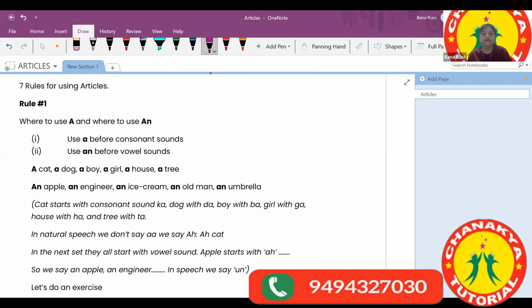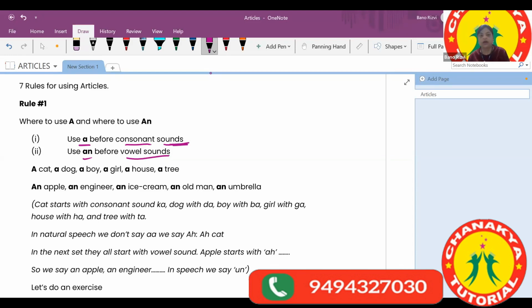Where to use a and where to use an. First of all, we use a before a consonant sound. It is sound. We do not say just consonant, it has got to be a sound. You understand the sound, right? The sound of A is a. The sound of B is b. The sound of C is s and k also, right? We use an before the vowel sound and a before the consonant sound.